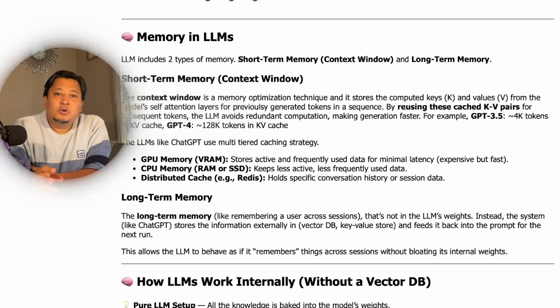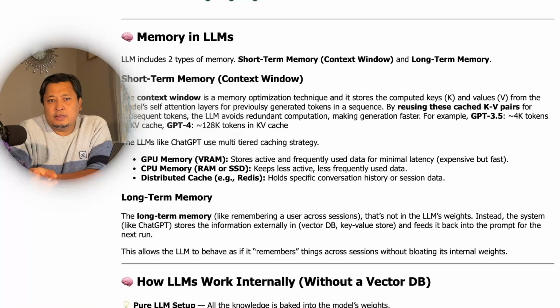Next, memory in a large language model. A large language model has two types of memory. The first one is the short-term memory. The second one is the long-term memory. The short-term memory is also known as the context window, and this is what made ChatGPT popular. So the invention of the context window made ChatGPT possible. That's the core difference between Google search and ChatGPT.